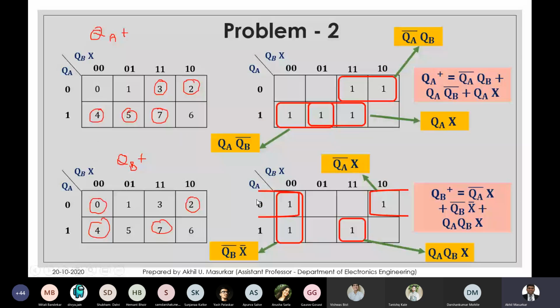So this is your state equation. State diagram drawing is not very difficult. The state equations are also not very difficult. It is one and the same thing. Only the challenge here that we faced was calculating the value of QA plus and QB plus.